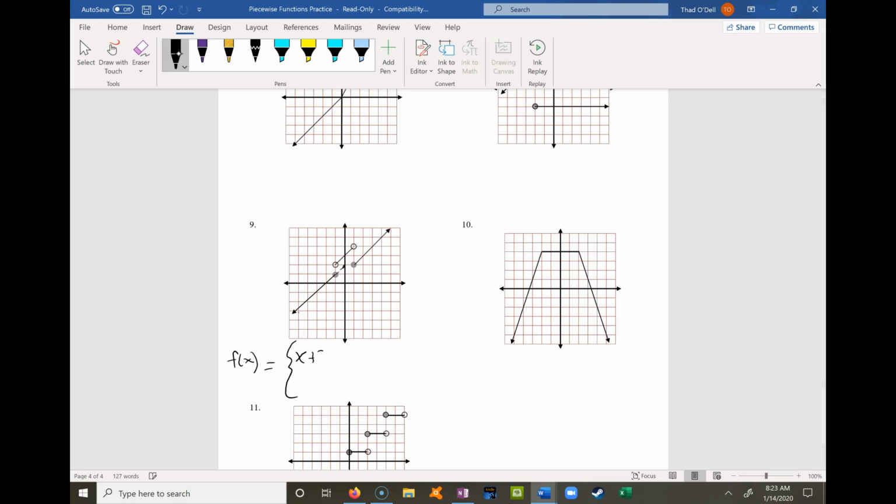The next one is going to be a slope of 1 also, but across the y-axis at 1, 2, 3. So that'd be x plus 3. And then this third one is a line with a slope of 1, so that's going to be x plus something.